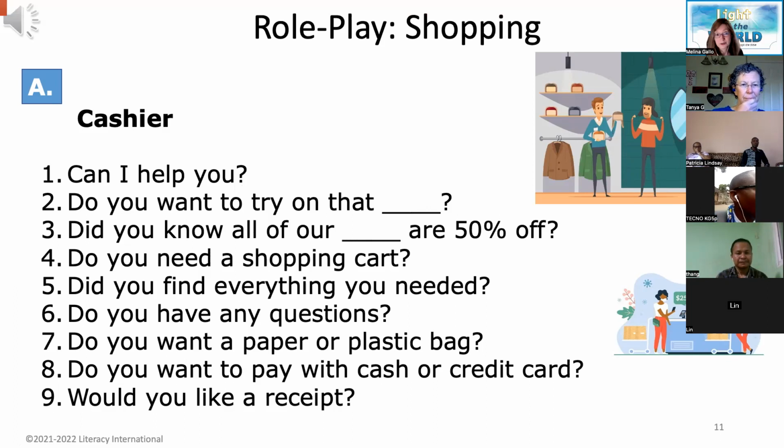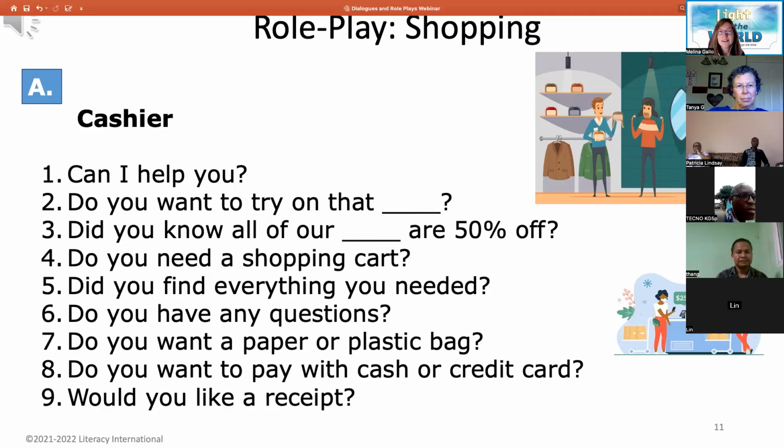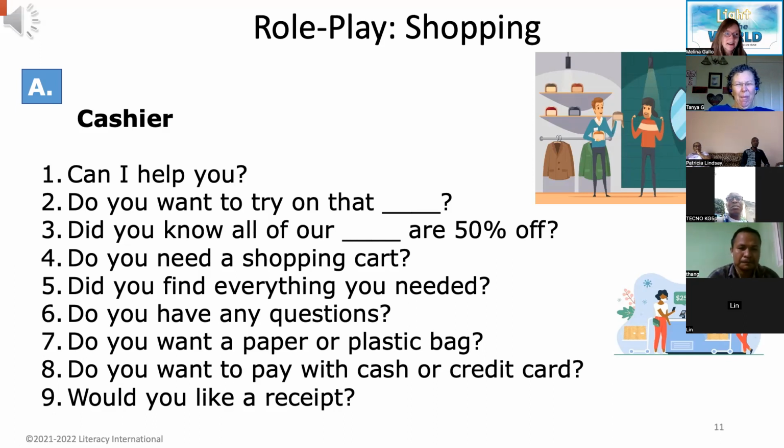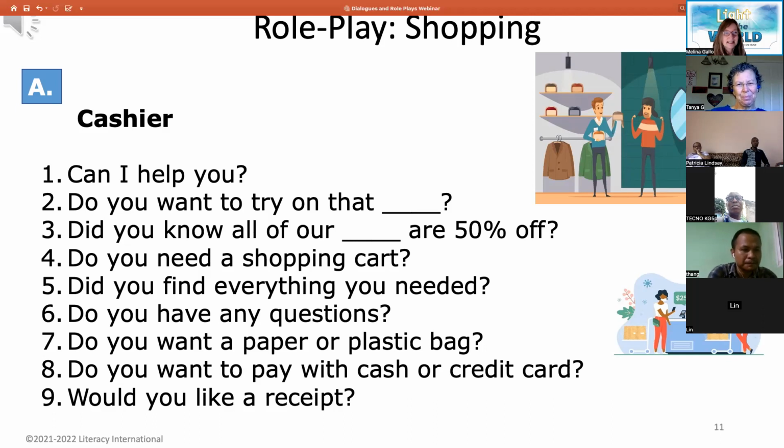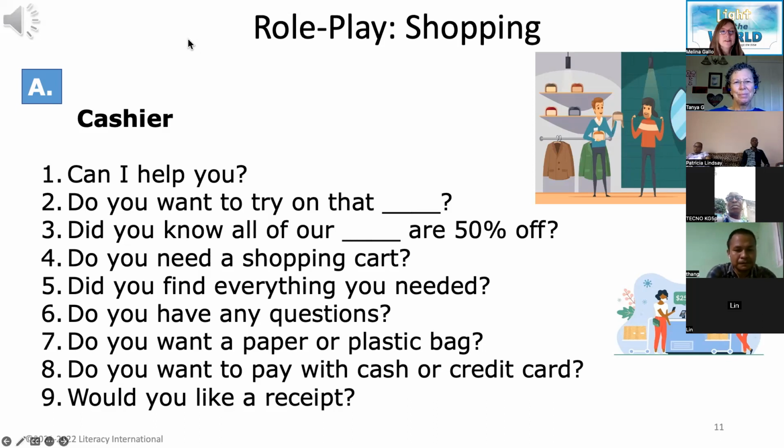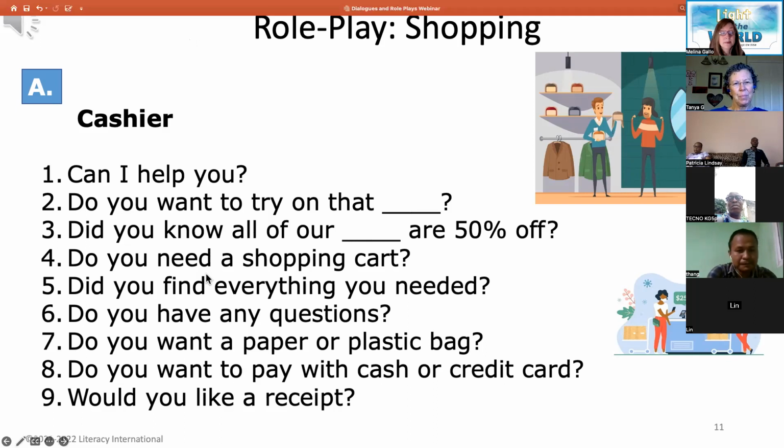Like, "Do you want to try on that dress? Do you know that all of our hats are 50% off? Do you need a shopping cart? Did you find everything you needed? Do you have any questions?" So again, we have the questions here, but the other person has to make up answers on their own, on the spot. So this is a little more challenging.